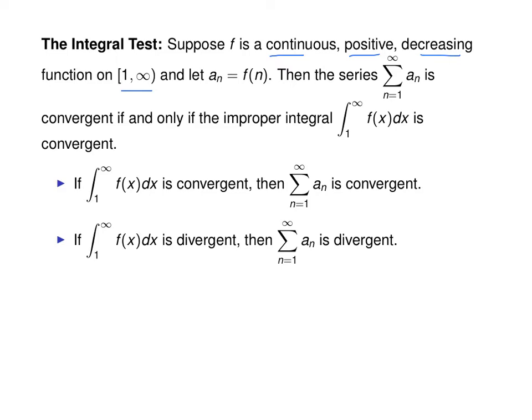And the nth term of your sequence is given by plugging n into your function. The integral test tells you that the series from n equals 1 to infinity of a sub n is convergent if and only if the improper integral is convergent. So what that means is that if your integral from 1 to infinity converges, so does your series. And if your integral from 1 to infinity diverges, so does your series.